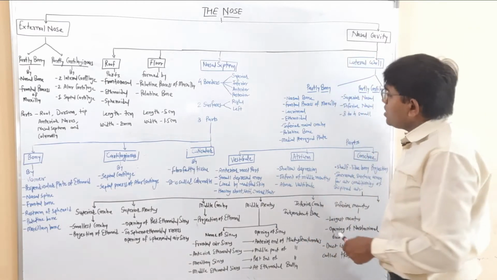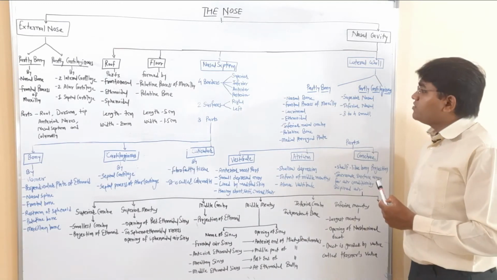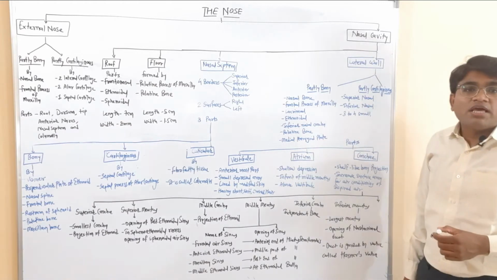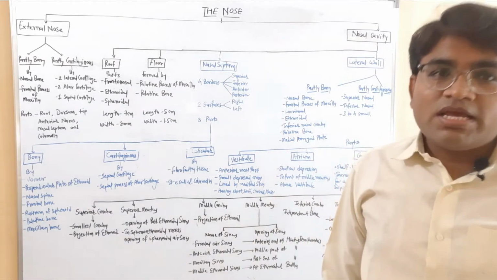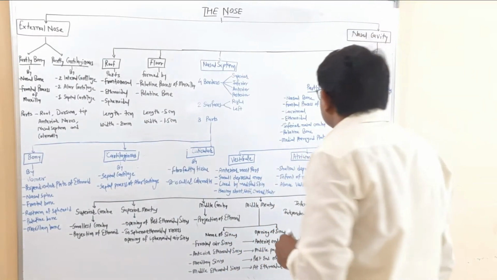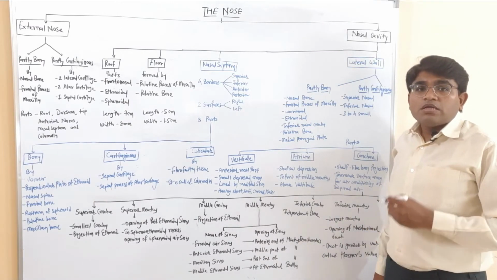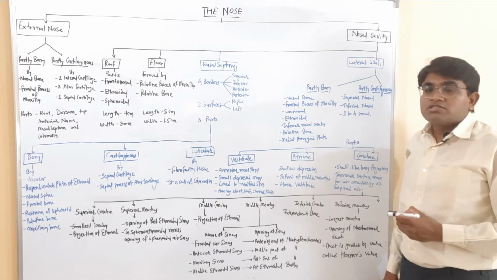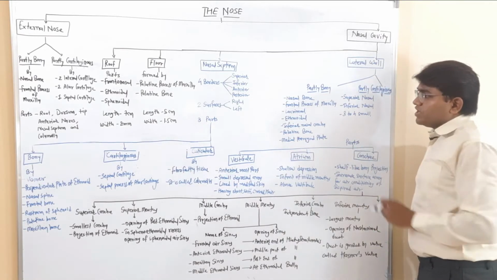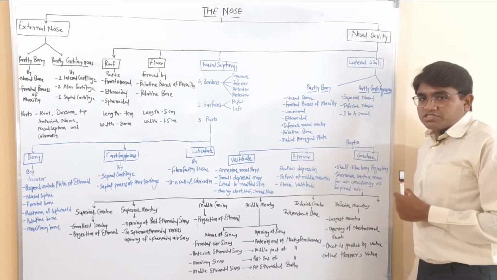Then the lateral wall of the nasal cavity. It is also formed by bone and cartilage, partly bony and partly cartilaginous. Now the lateral surface of the nasal cavity: this lateral surface is also partly bony and partly cartilaginous.